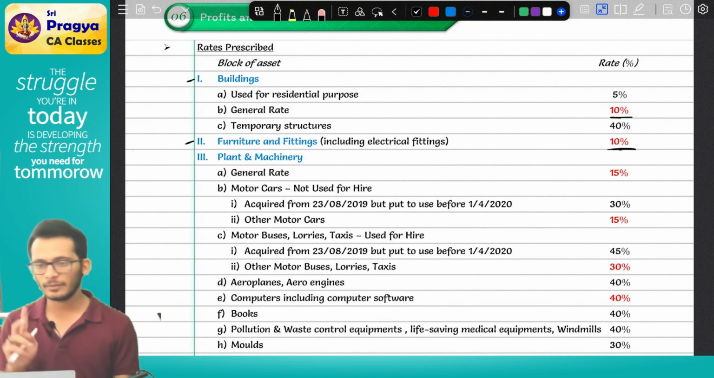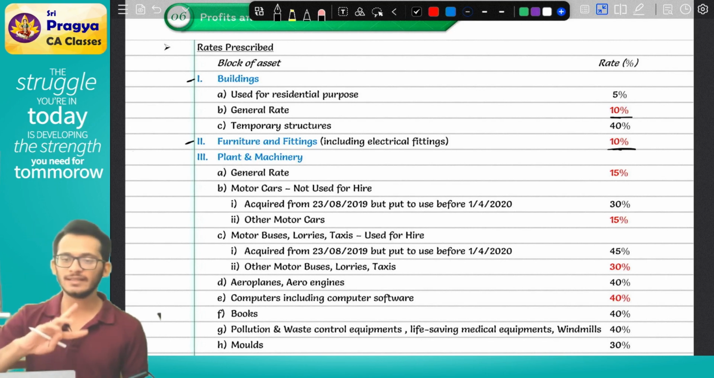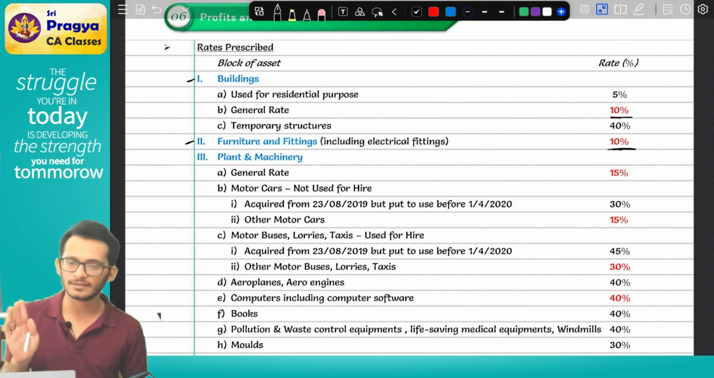You cannot club them together. They are a different block, because the nature of the asset itself is different.